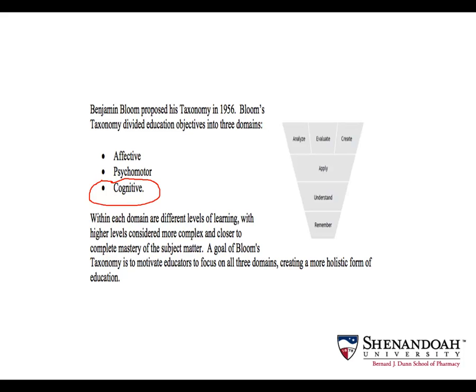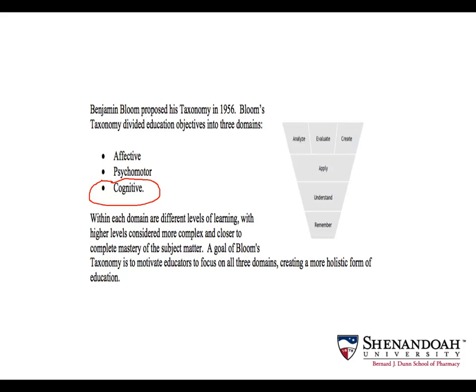Bloom's taxonomy has been around since the mid-50s. Benjamin Bloom divided these educational objectives into three domains: the affective, psychomotor, and cognitive. Affective deals with feelings, emotions. Psychomotor is more kinesthetic and skill-based. And cognitive is the degrees of cognition, or describes the thought processes that go along with certain types of activities.